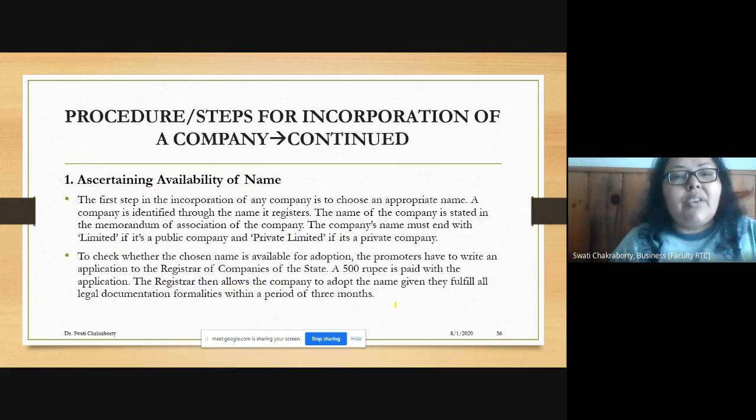First thing, as I said, is the name, right? So choose a name. A proper name has to be there, and the company should be identified through the name under which it registers, right?